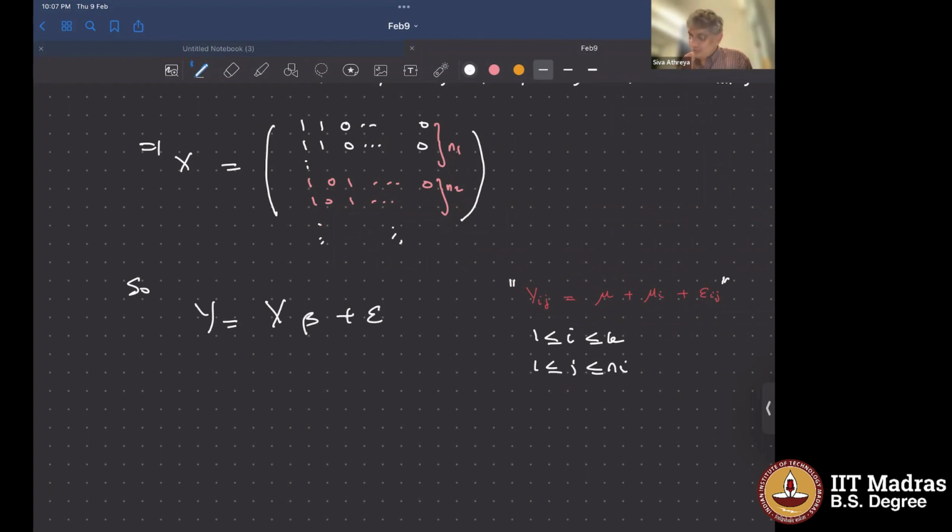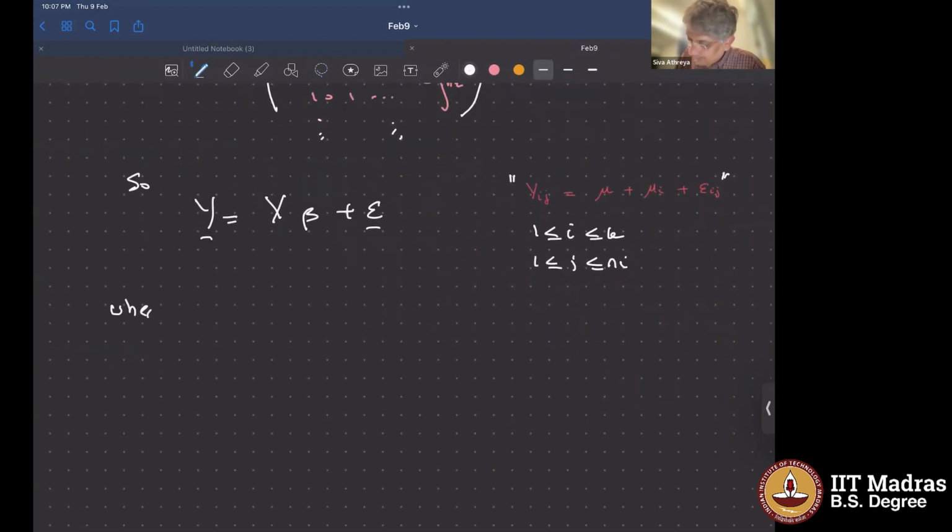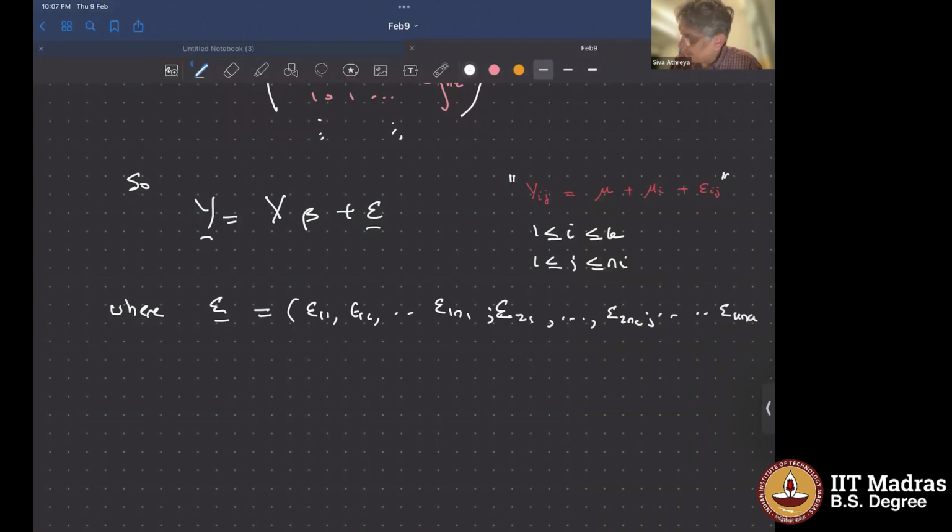I'll call this y tilde equals x beta plus epsilon tilde, where epsilon tilde is equal to, I'll just write it the same way as I wrote y. So I'll have epsilon 1,1, epsilon 1,2, all the way to epsilon 1,n1. And then I'll start with epsilon 2,1, all the way to epsilon 2,n2, and all the way to epsilon k,nk. That's what I get. Very cool.